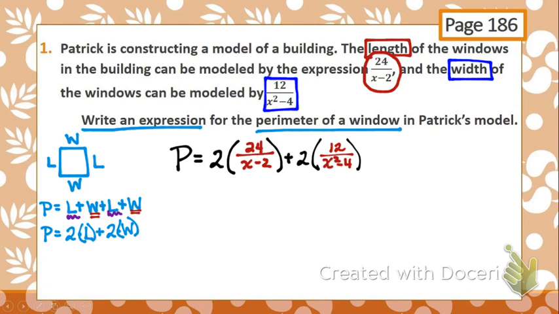How do I multiply a whole number with a fraction? The calculator's not going to do 2 times x minus 2. I need to know how to use the calculator. What do I need to turn that whole number into? A fraction. I can turn any number into a fraction by putting it over 1. So I can put these guys over 1, and I know how to multiply two fractions together, right? How do you multiply two fractions?